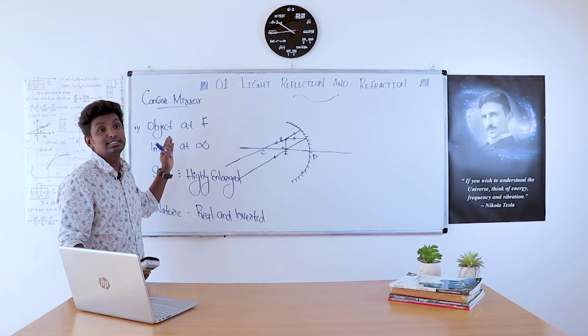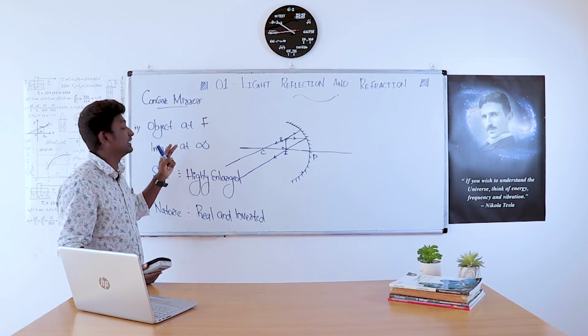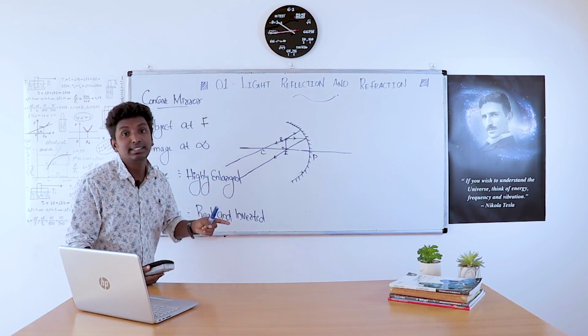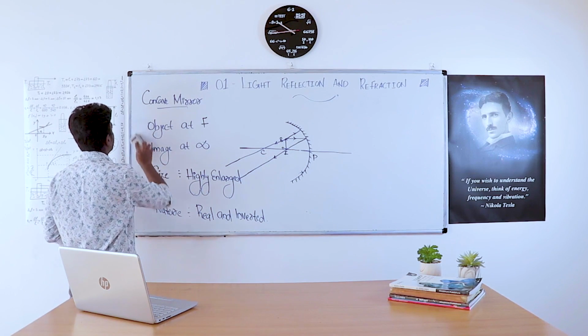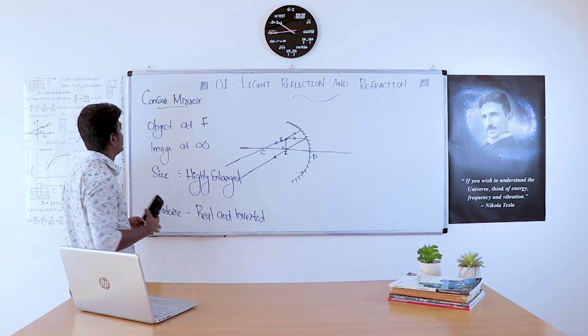We have 6 cases in concave mirror and 2 cases in convex mirror. So we need to study the 8 cases. This is the second one. Moving to the third case.